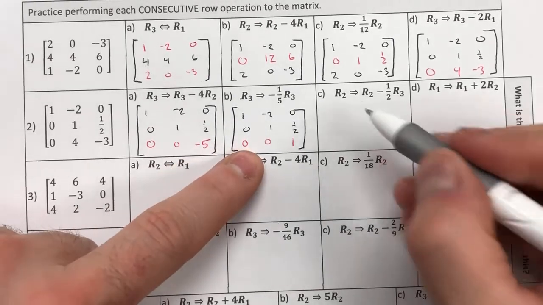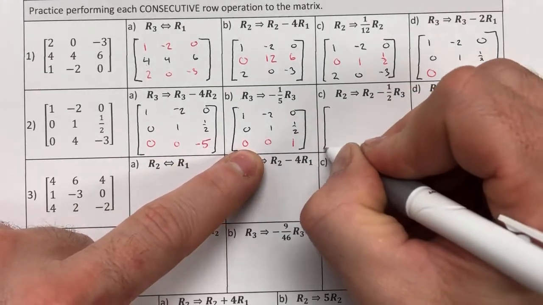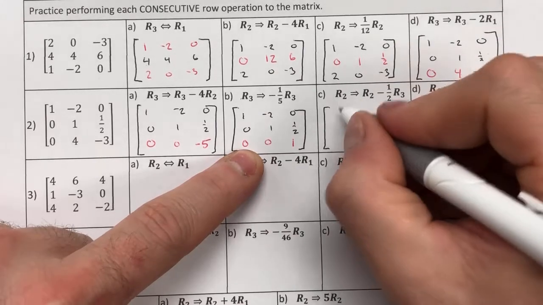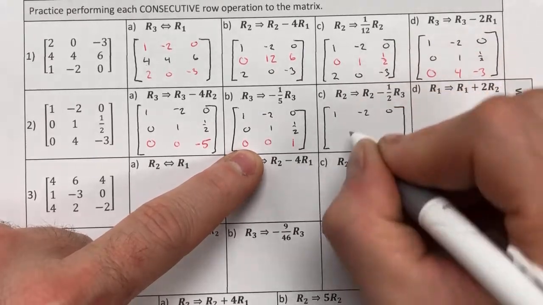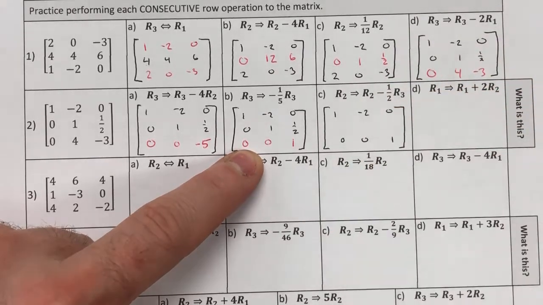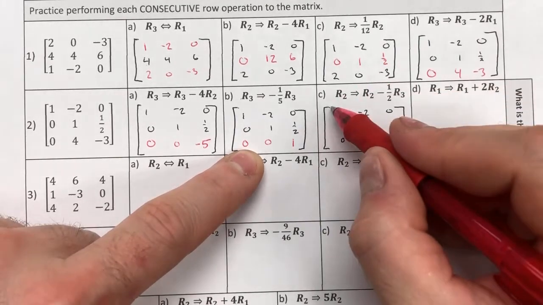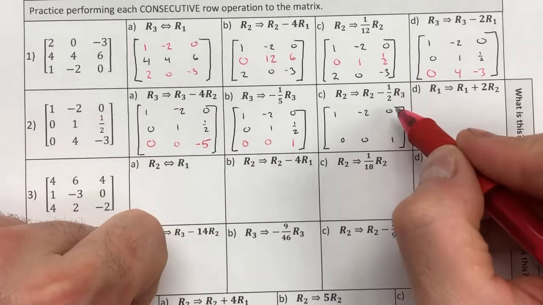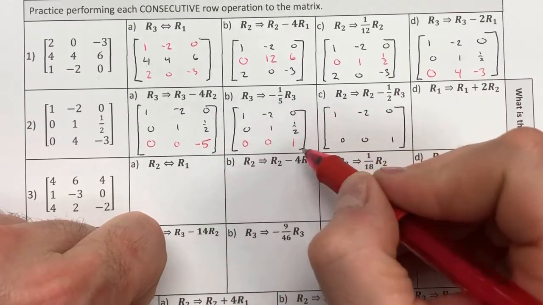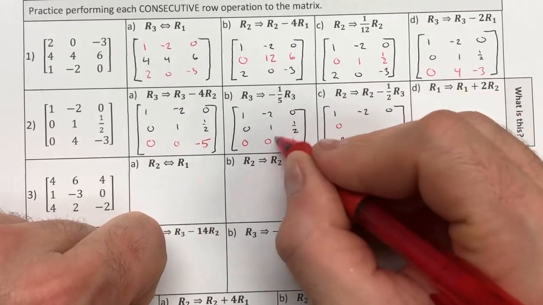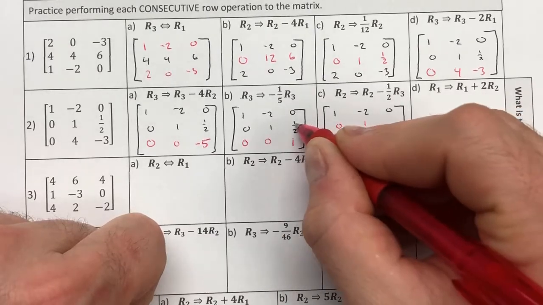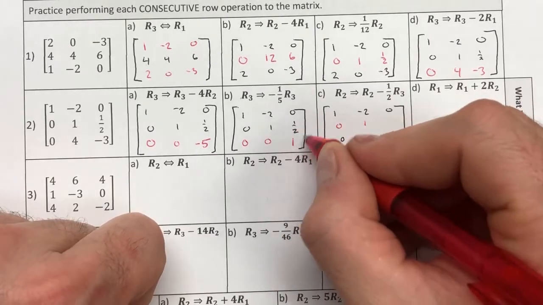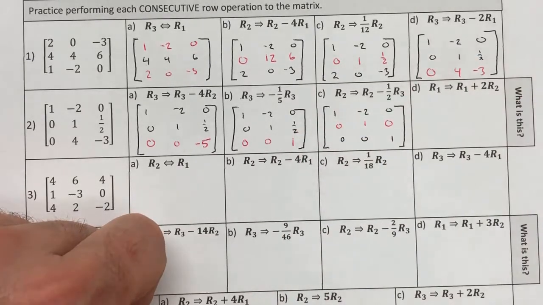For the next one, I'm only modifying row 2. So I'm going to go ahead and leave everything else. 1, negative 2, 0, 0, 0, 1. And I'm going to take row 2, take itself, and subtract half of the thing below it. So 0 minus half of 0, 1 minus half of 0, half minus half of 1, so half minus a half is 0.